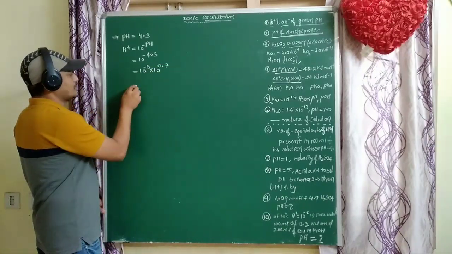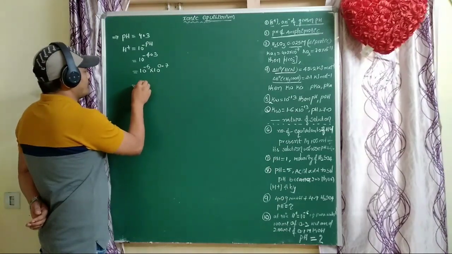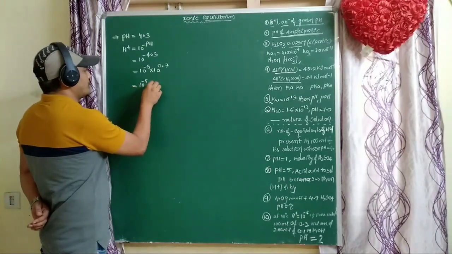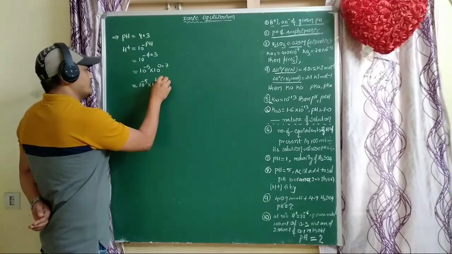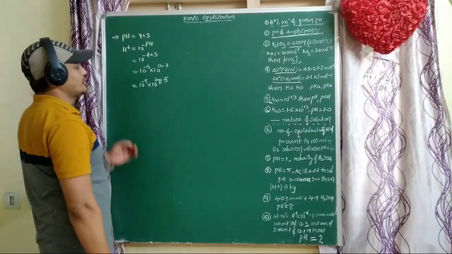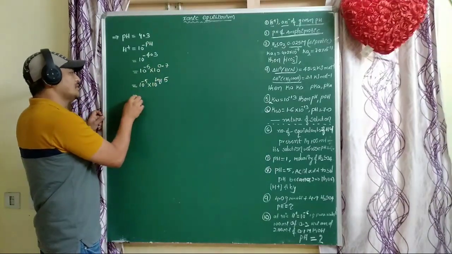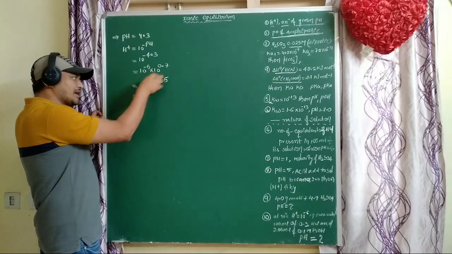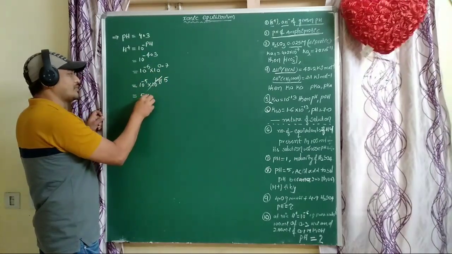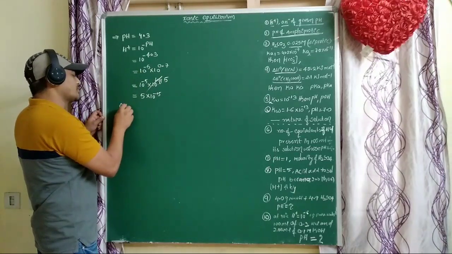So that equal to 10 power minus 5 into 10 power log 5 value. Log 5 equal to 0.6990, approximately you have to take that. So the antilog and log cancel, 5 into 10 power minus 5. That is the value. Next, calculate the OH minus.